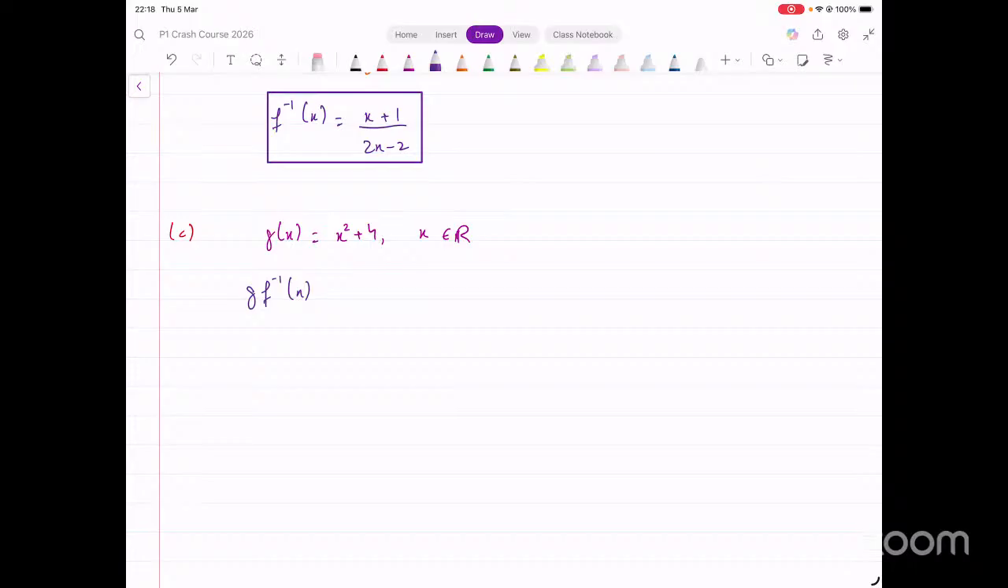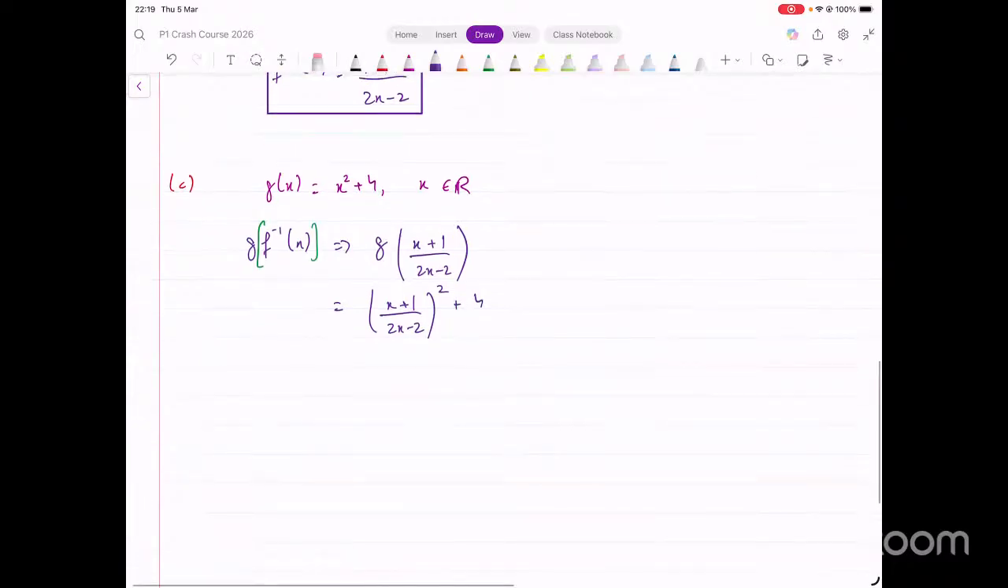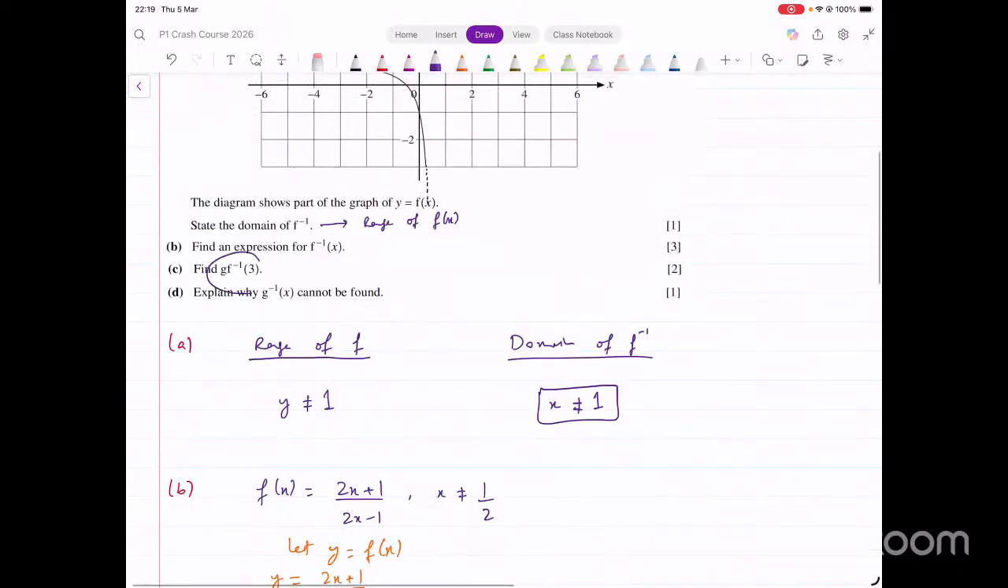That means inside the function g, input f inverse. So that becomes g of f inverse. That means x plus 1 over 2x minus 2. All you have to do is inside the function g, you input this in place of x, and that becomes x plus 1 over 2x minus 2, whole squared, plus 4. Now they wanted you to figure out the value for gf inverse of 3, right? That's what they're looking for.